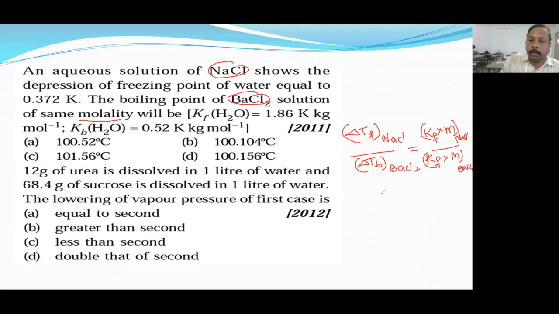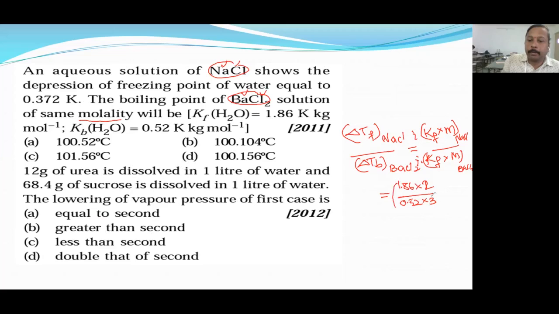BaCl2. Understood? Now Kf is given as 1.86. Molality you need not take anything, and I value, sorry, I forgot the van't Hoff factor i. The i value for NaCl will be 2, divided by Kb, which is 0.52. The i value for BaCl2 is 3. BaCl2 is composed of 3 particles, therefore 3. NaCl is composed of 2 particles, so 2.